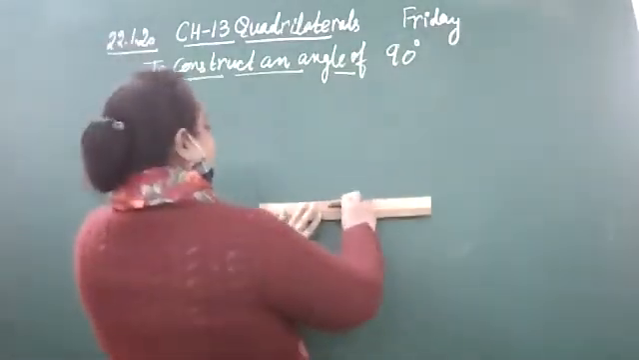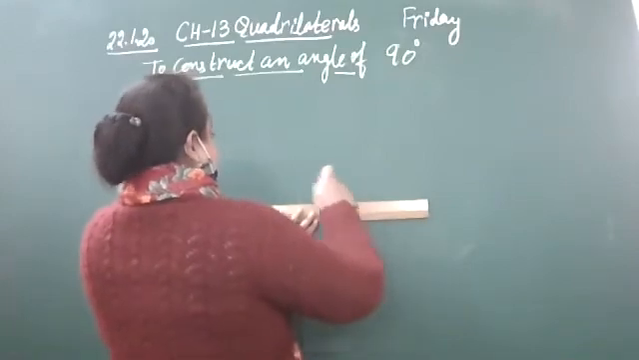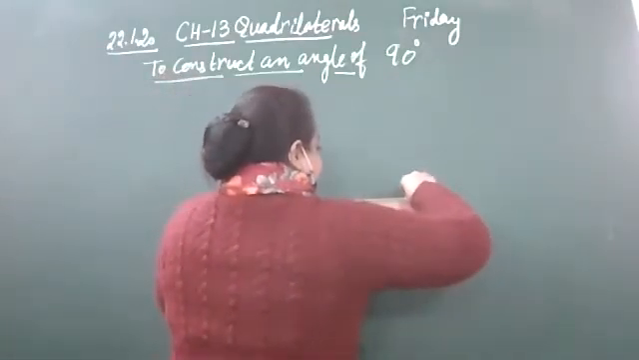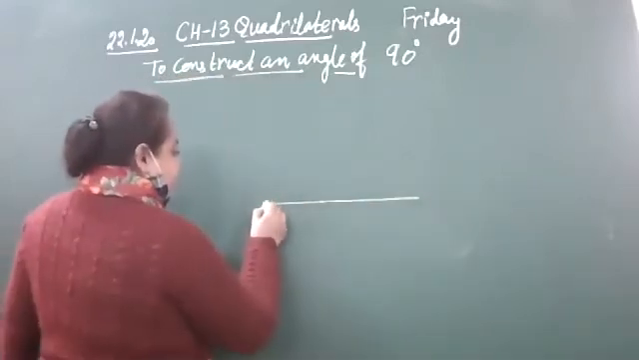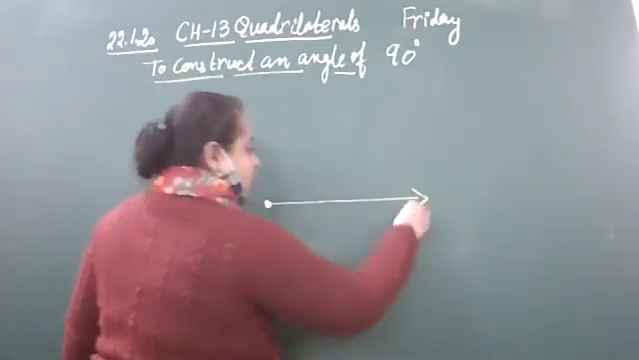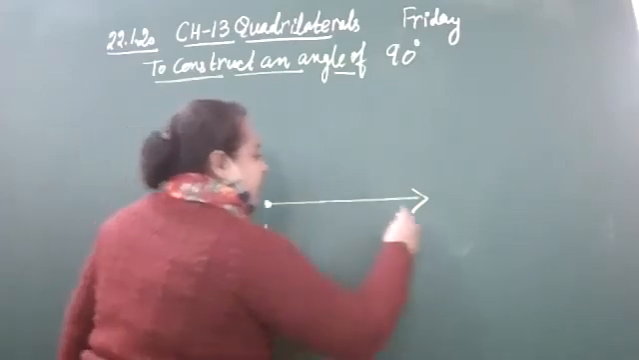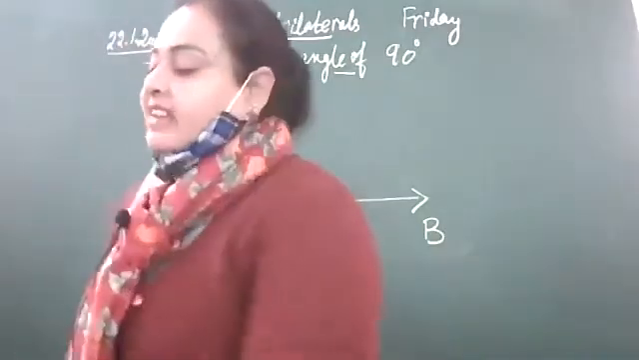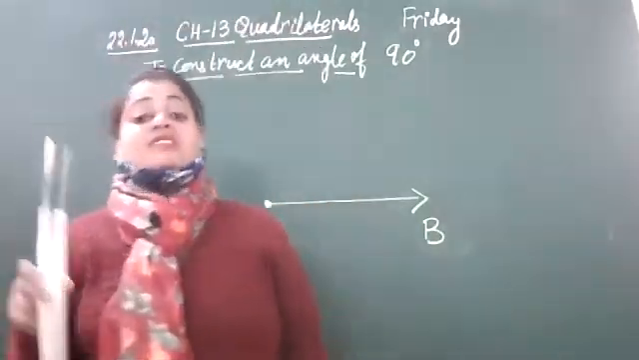The first step is to draw a ray. This is your first step. Fine. The first step is to draw a ray. This is A and this is B. Fine. The second step is to... what is the second step?